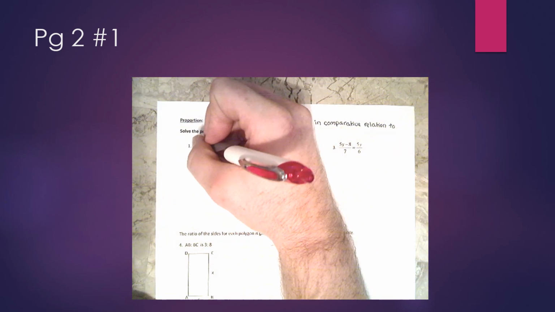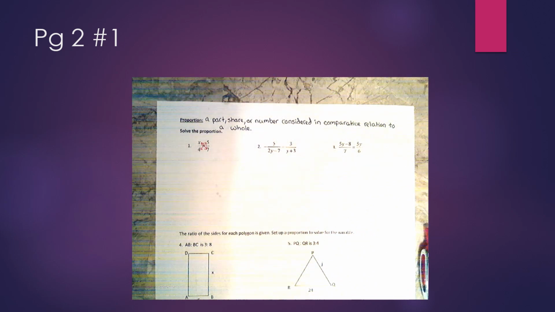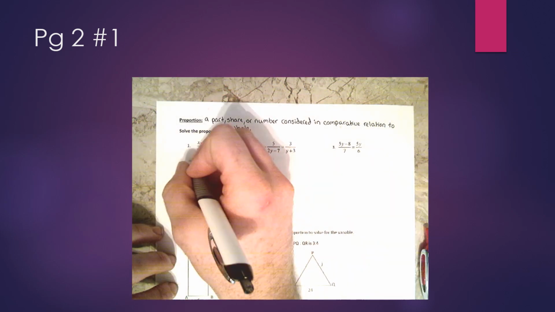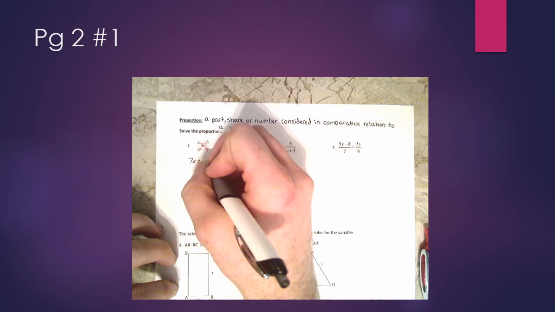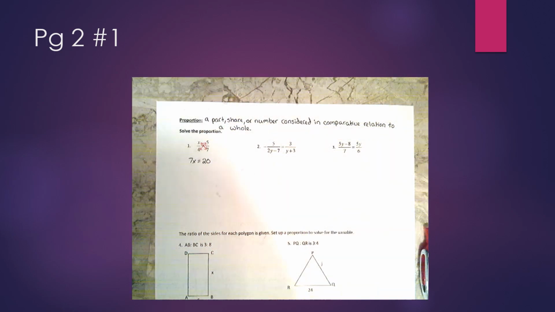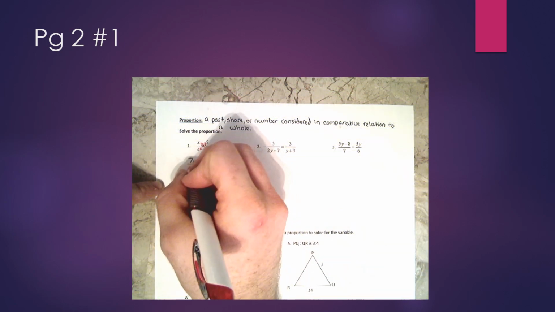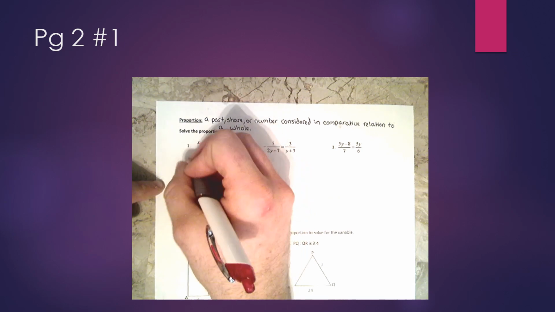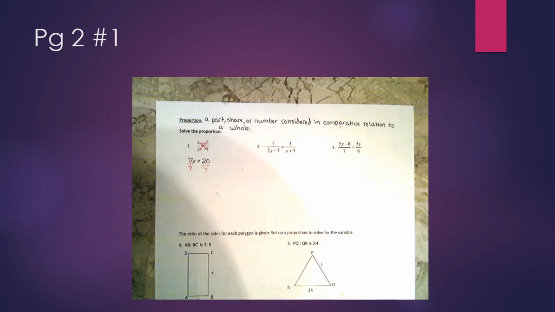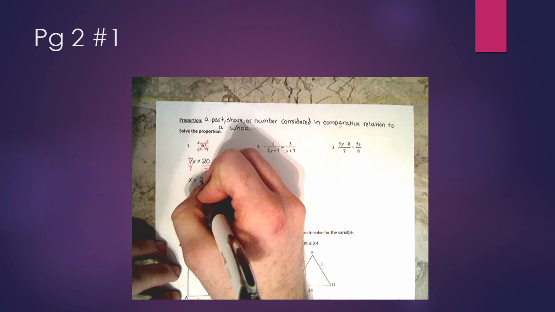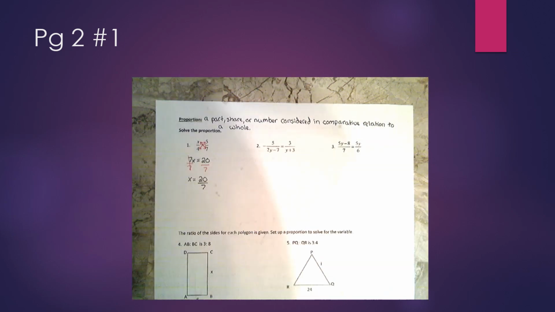So I'm going to do the x times the 7 and the 4 times the 5. So what I will have is 7x equals 20. Next thing I want to do is divide each side by 7 because I'm trying to get x by itself. So that cancels it out on that side. So now I have x equals 20 over 7. Now that is simplified down all the way.